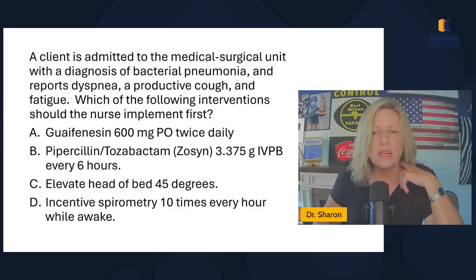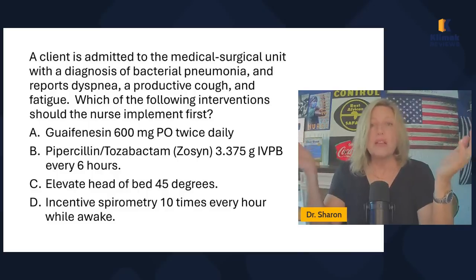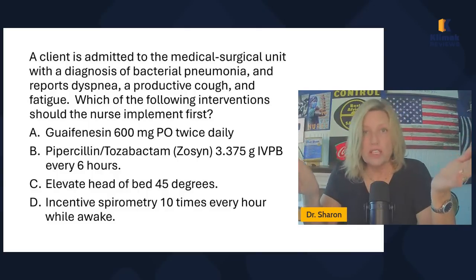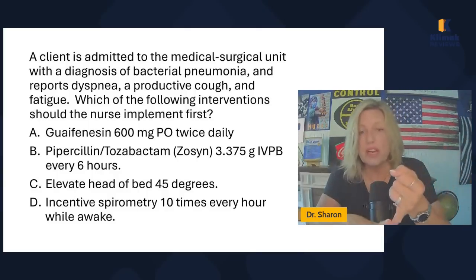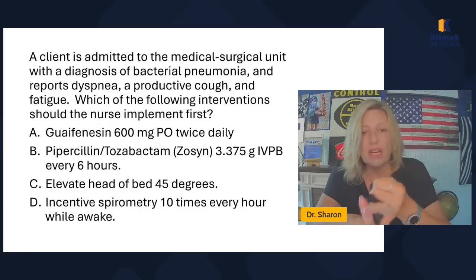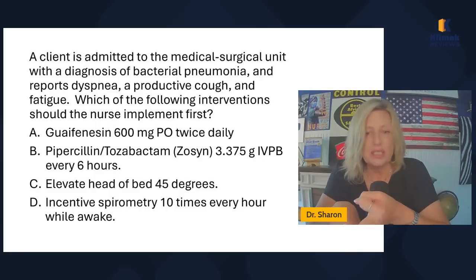A client is admitted to the medical surgical unit with a diagnosis of bacterial pneumonia and reports dyspnea, a productive cough, and fatigue. Which of the following interventions should the nurse implement first? A is guaifenesin. B is antibiotic. C is positioning. D is essentially cough and deep breathe, incentive spirometry. So we've got the typical interventions for respiratory problems. We've got an expectorant in A, an antibiotic in B, positioning in C, and cough and deep breathe in D.